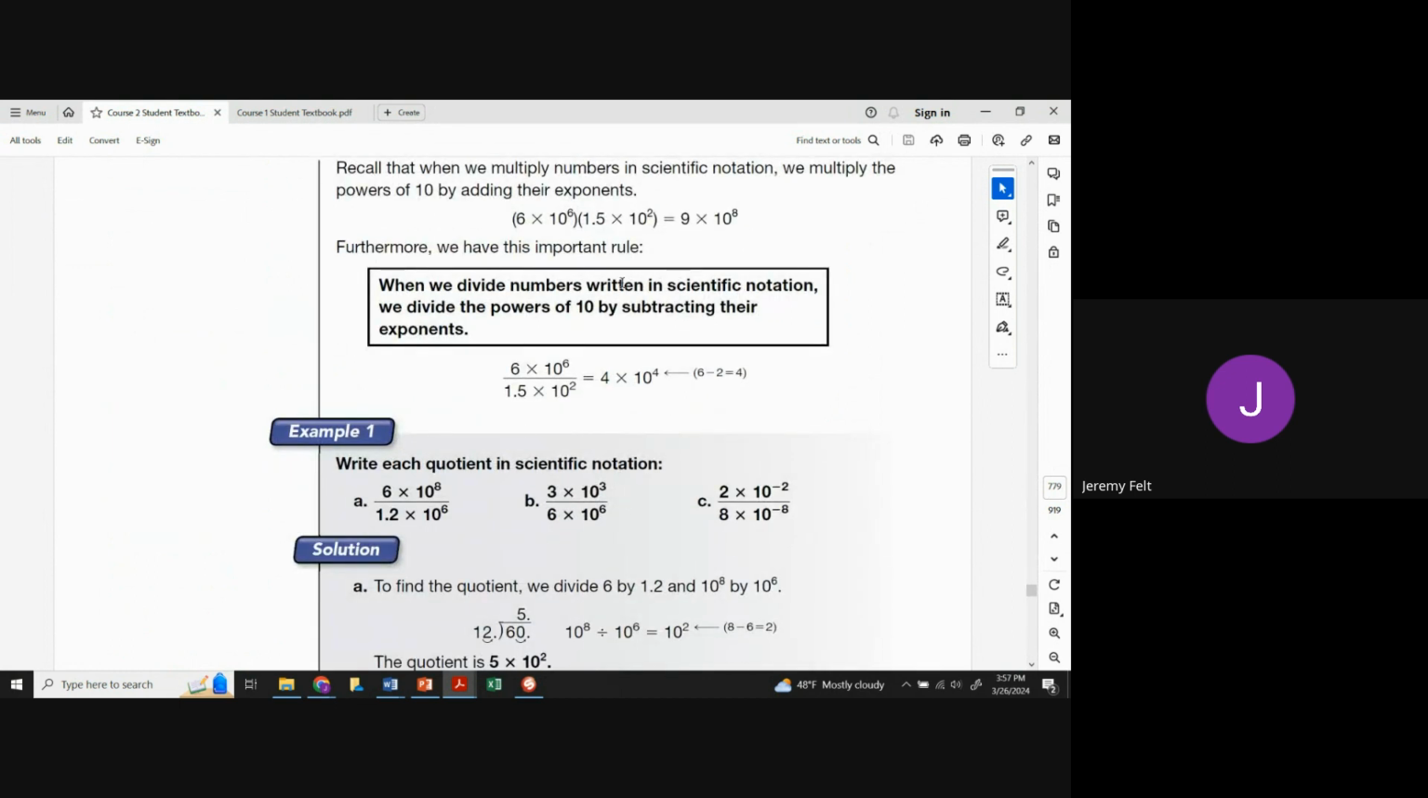So when we divide numbers written in scientific notation, we divide the powers of 10 by subtracting their exponents. That's one of our exponent rules we talked about. Since they're always going to be base 10, they're always going to be the same base, so we know we can just subtract their exponents. So let's take a look at this.